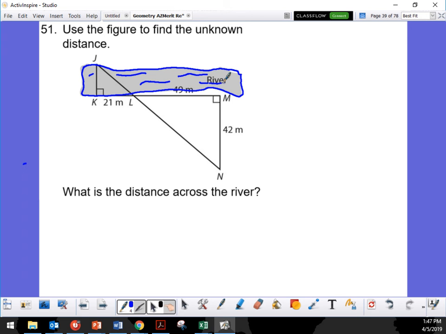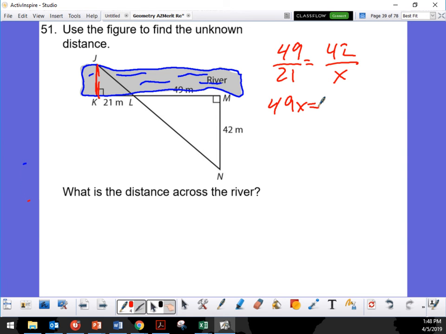All right, let's see if you guys figure this one out. I'm telling you, it's already going to be cross products. They're similar triangles, so how would I set it up? 21 over 49 equals 42 over x, because this is the value I'm trying to find right here, right? So 49x equals 21 times 42.